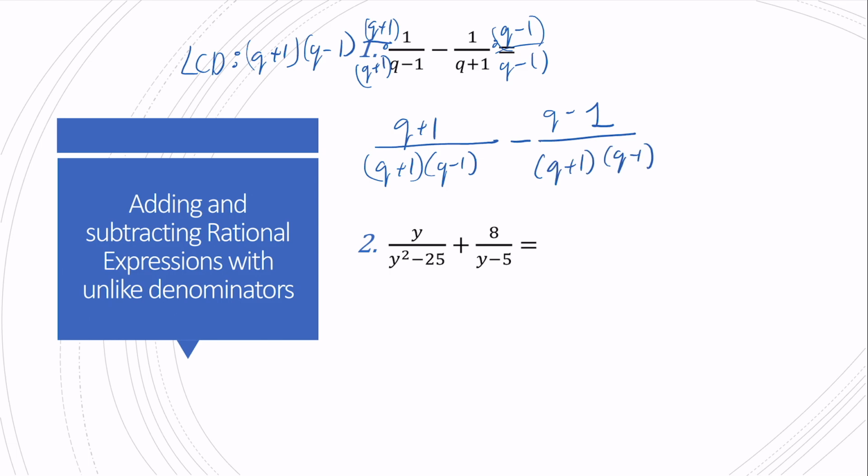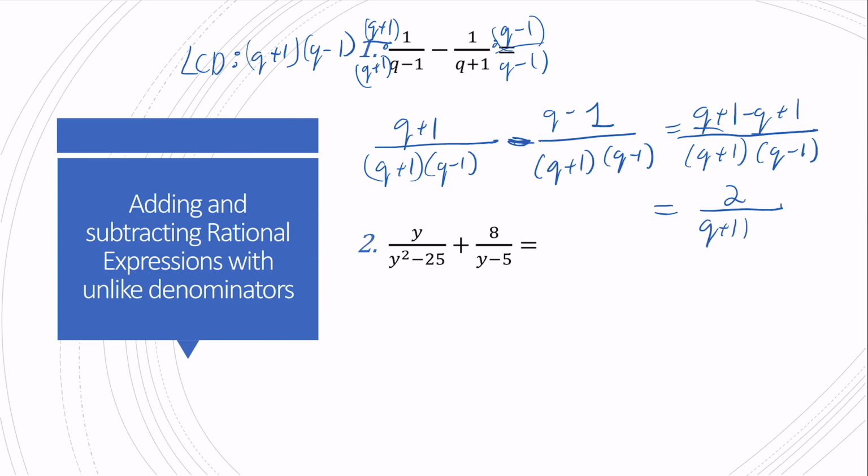Now my denominator is the same. I've got q plus 1, and I've got to distribute this negative, minus q plus 1, over q plus 1 times q minus 1. So I have 2, because my q's cancel out, over q plus 1 times q minus 1, which if I wanted to, I could FOIL out to get q squared minus 1.